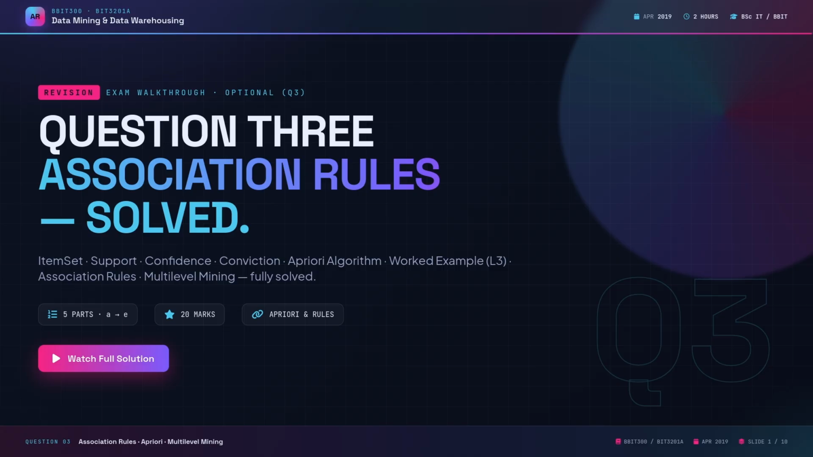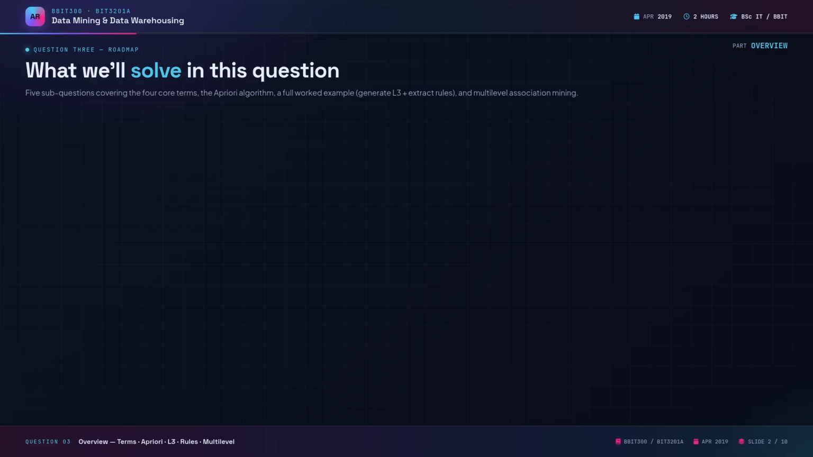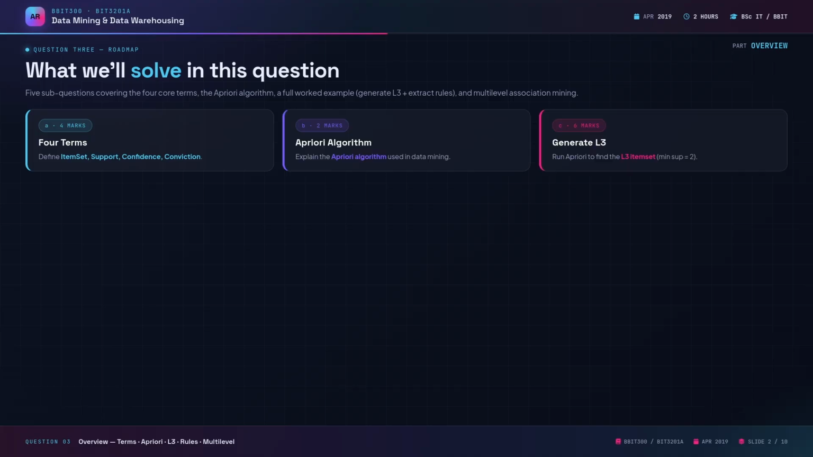Question 3 has 5 parts, 20 marks in total. Part A, 4 marks, asks you to explain 4 terms, item set, support, confidence, and conviction of a rule. Part B, 2 marks, asks you to explain the Apriori algorithm. Part C is the big one, 6 marks. You are given a small transaction dataset and you must run Apriori by hand to generate the L3 item set with minimum support of 2.